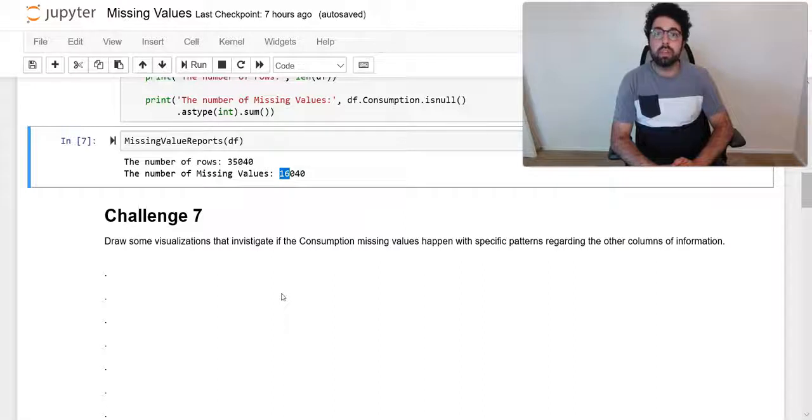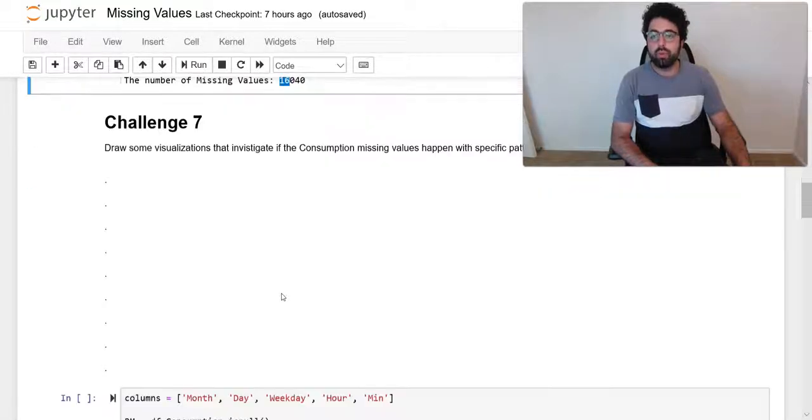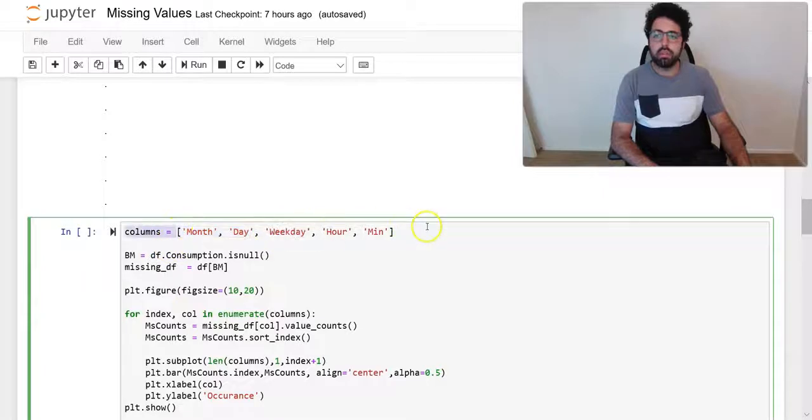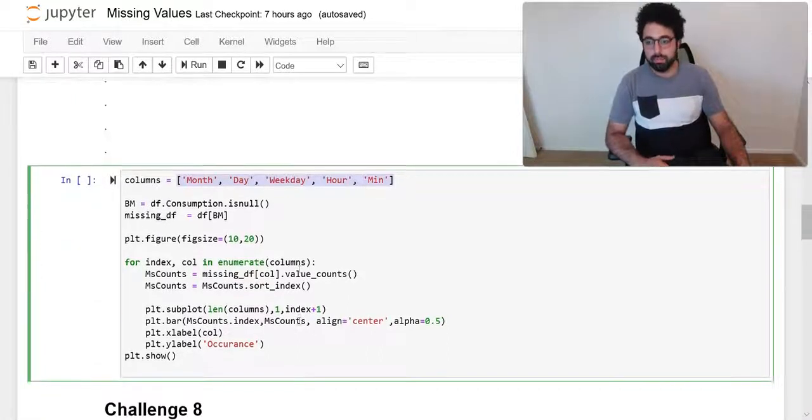So we have this consumption column that has 16,000 missing values. We're going to see if these missing values are happening on a specific pattern. And if that's the case, it's going to guide us through finding the best way to deal with them. The way we do this is we use bar charts. Based on each of our columns, which were month, day, weekday, hour, and minute, we are going to come up with bar charts that tell us, based on the unique values of each column, the propensity or frequency of missing values for each of those states.